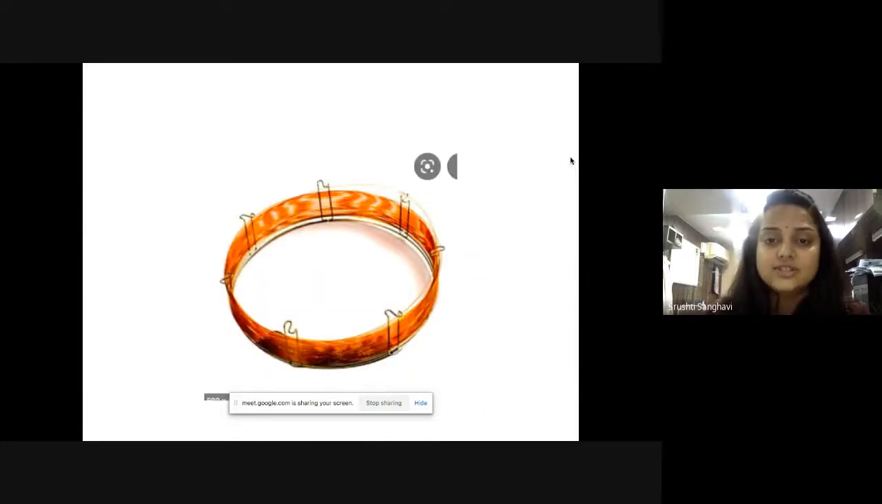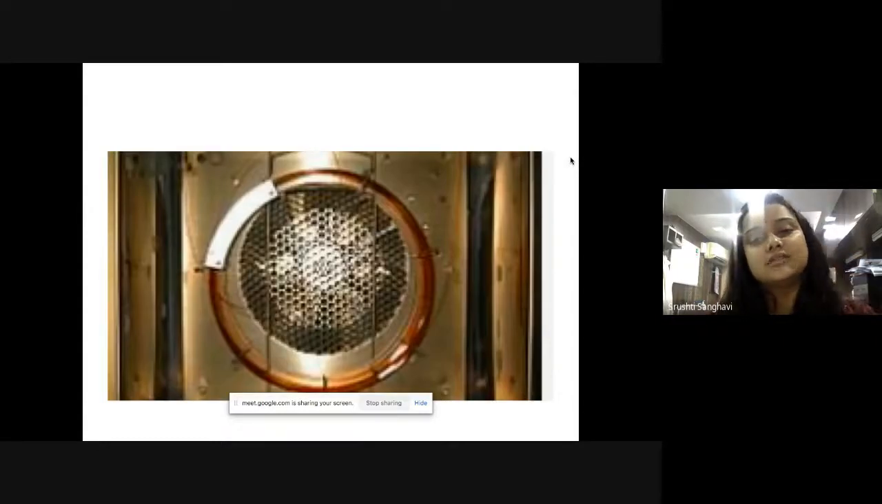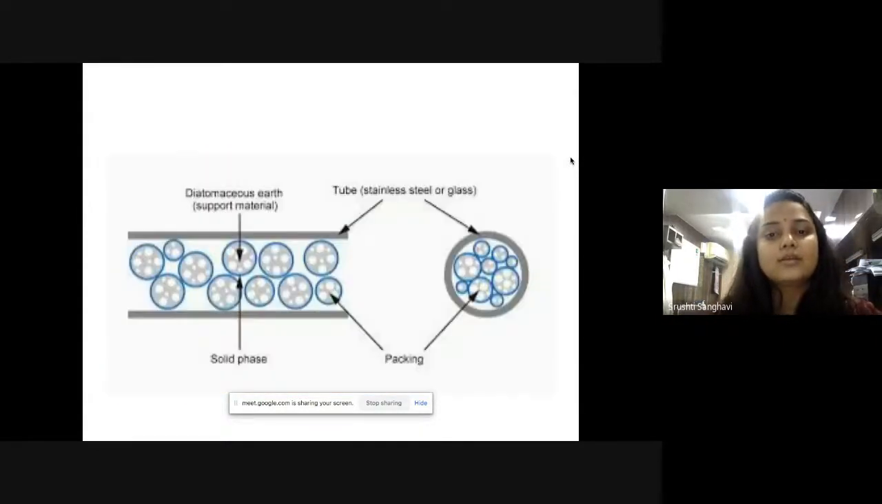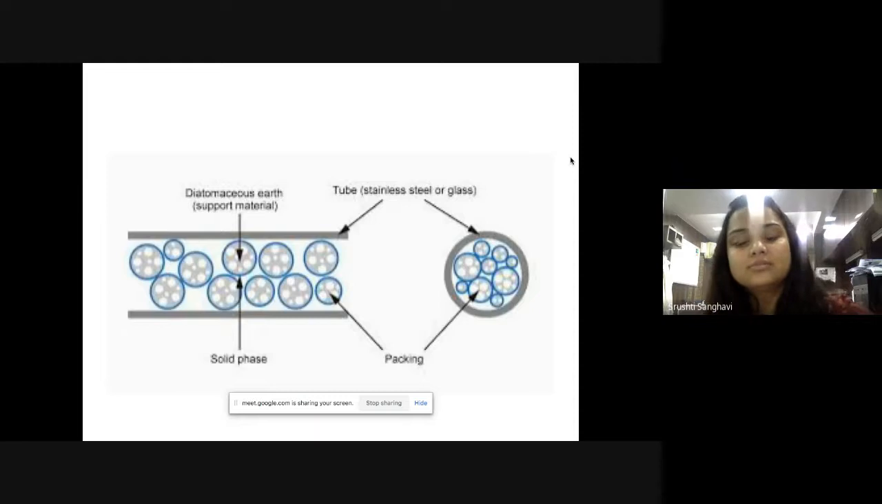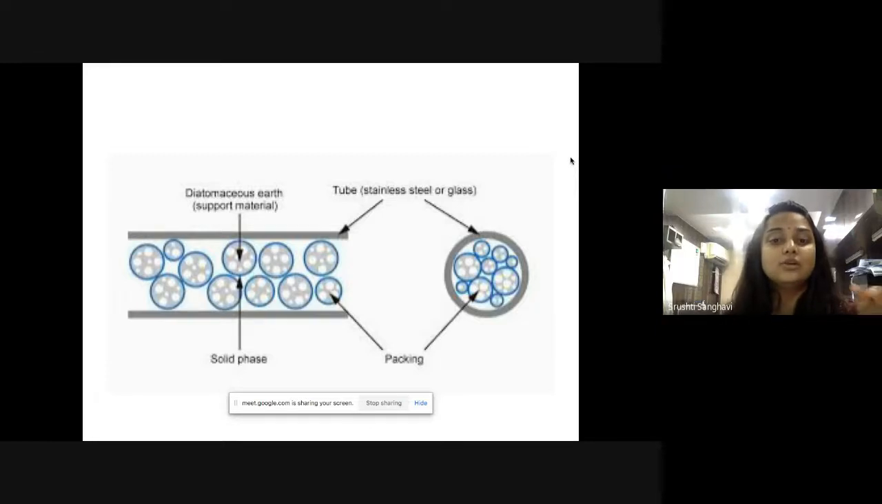This is what a GC column looks like. This is how it is placed inside the GC chamber. This is what actually is inside the GC column. The two gray walls that you see are the walls of the column. They are stainless steel or glass tubings. The solid phase inside is either silica or diatomaceous earth or any kind of other packing. The separation happens not between the two blue balls, but inside the white walls that you see, inside the blue walls. That is where the separation actually occurs.